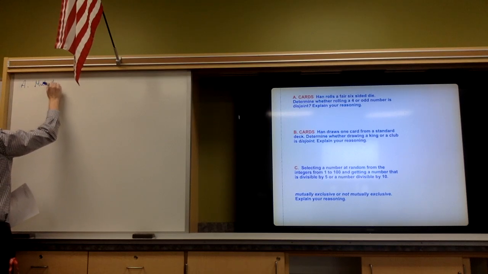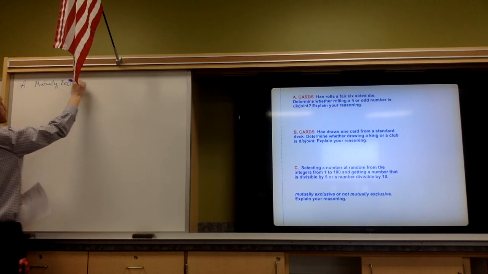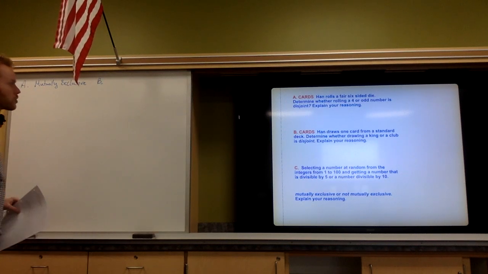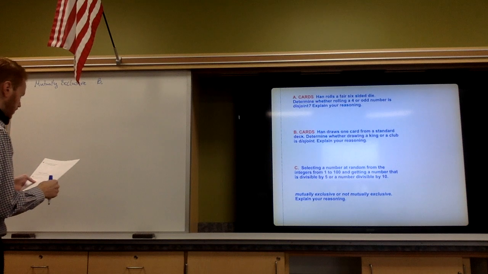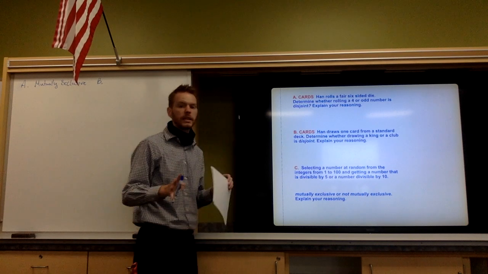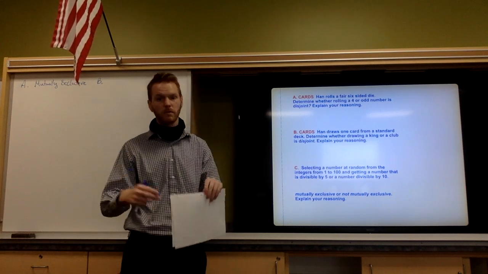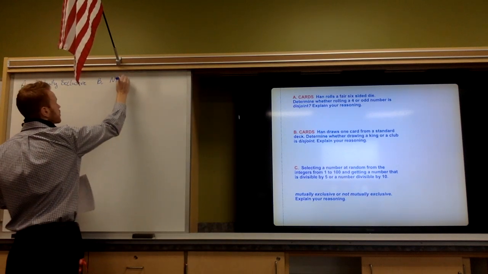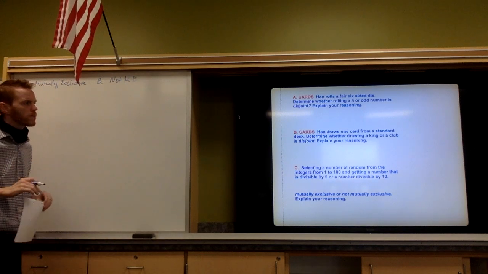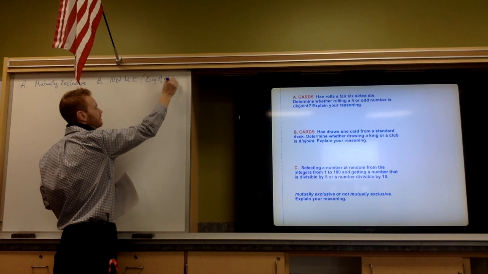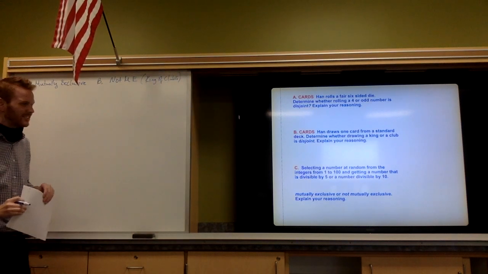So for A, that is mutually exclusive. Part B. Han draws one card from a standard deck. Determine whether drawing a king or a club is disjoint. Is there anything in common with a king or a club? If you're not a card fan, this might be hard to answer. But the result would be not mutually exclusive, because there is a king of clubs. You could draw both of them. They do affect each other there.